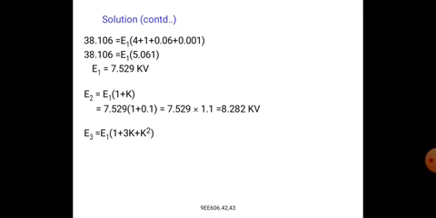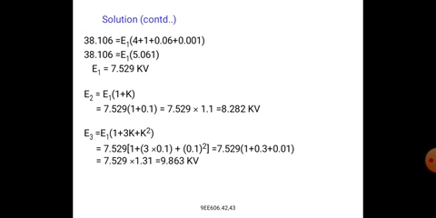E3 is equal to E1 into (1 plus 3k plus k square), that is E3 is equal to 7.529 into (1 plus 3 into 0.1 plus 0.1 whole square). So that is 7.529 into 1.31, that is equal to 9.863 kV. So from this we have to find the value of E4, which is E phase minus E1 minus E2 minus E3.